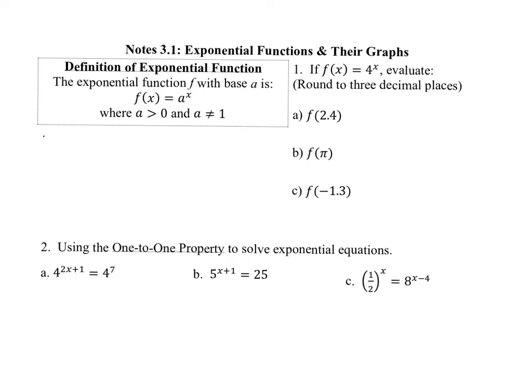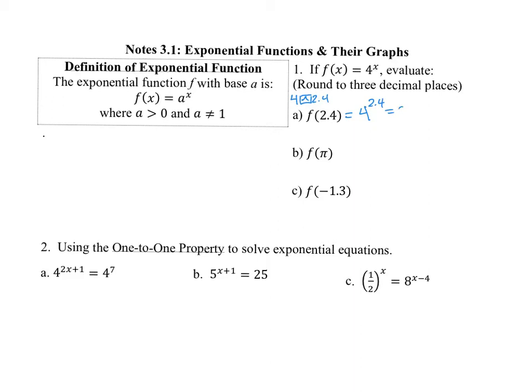Example 1 says if f of x equals 4 to the x, evaluate and round to 3 decimal places. This is just to make sure you can find the button on your calculator. We won't be using a calculator on the test, but we will be using a calculator throughout this chapter. So 4 to the x, so 4 to the 2.4. On your calculator, you're probably looking for the 4 and then the up caret, and then the 2.4. Then just put it in your calculator.